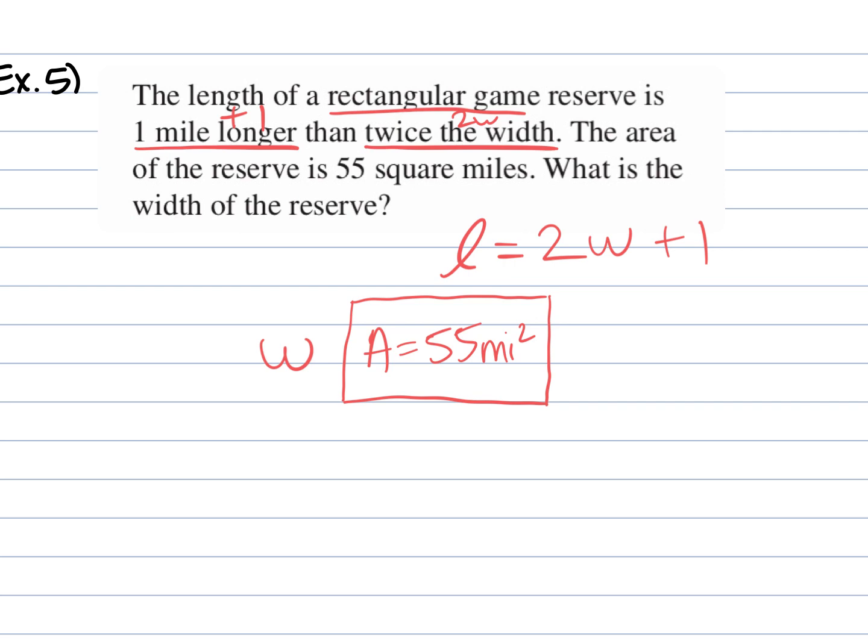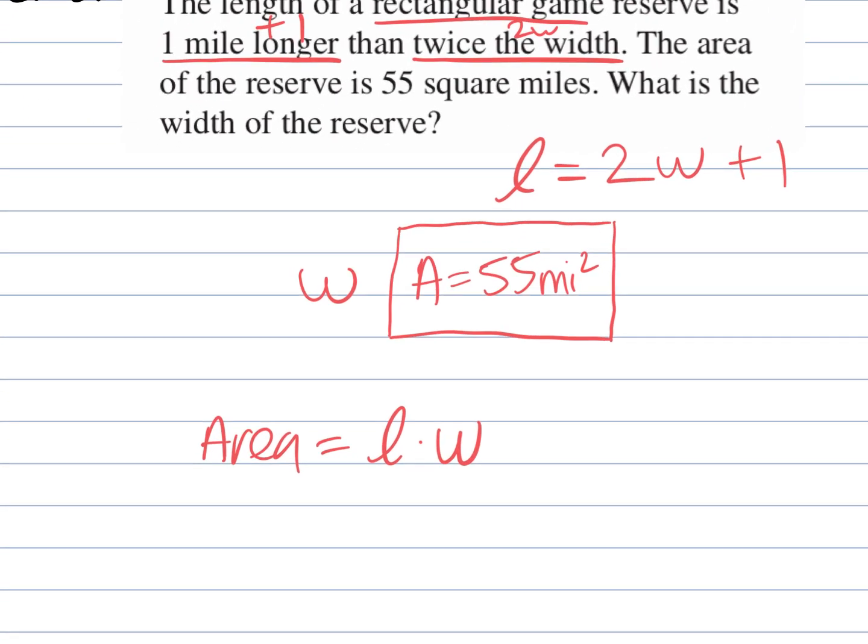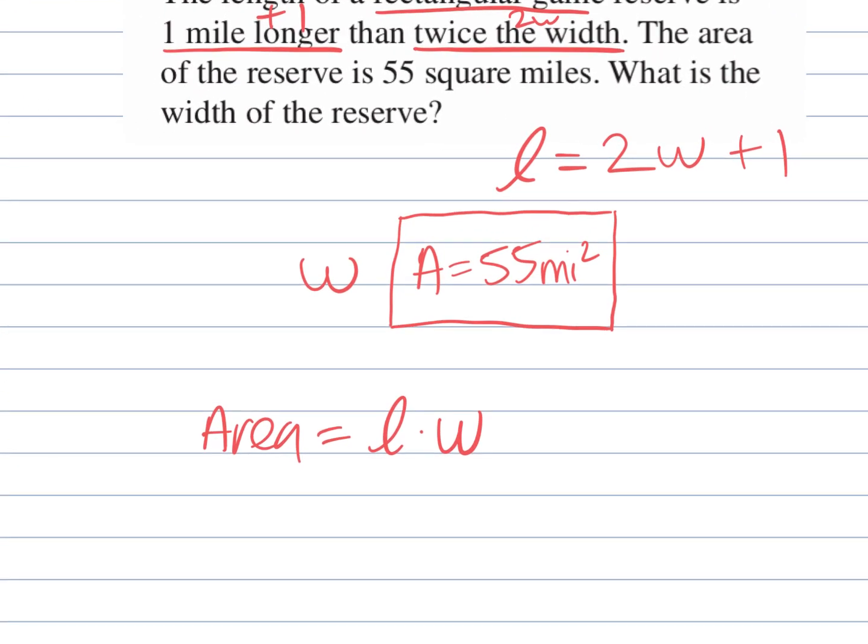Now, we've talked about area before. What is the area for a rectangle? So let's write that down. So the area is going to be length times width. Now, let's plug in what we know. Do we know the area? We do. What are we going to replace area with? 55. Do we know the length? Very good. It's 2W plus 1. And then the width is just going to stay the width. Do you guys agree? So we're just going to leave W the same.